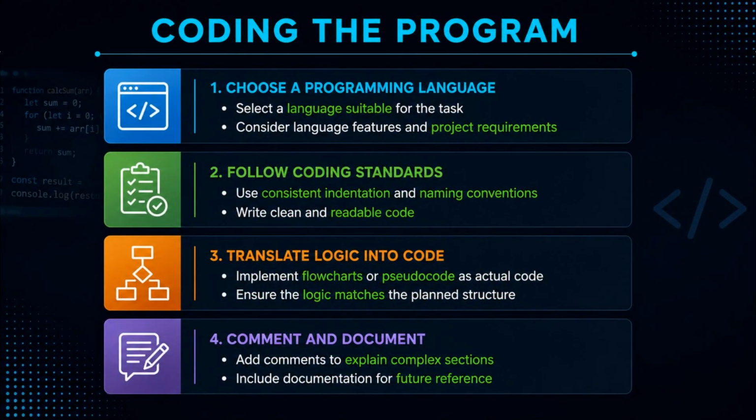Coding the program is step 3. Choose a programming language suited to the task and its requirements. Follow coding standards: consistent indentation, clear naming, clean and readable code. Translate your logic into actual code, implementing the flowcharts or pseudocode you planned earlier. And comment and document as you go, explaining complex sections for your future self or other developers.